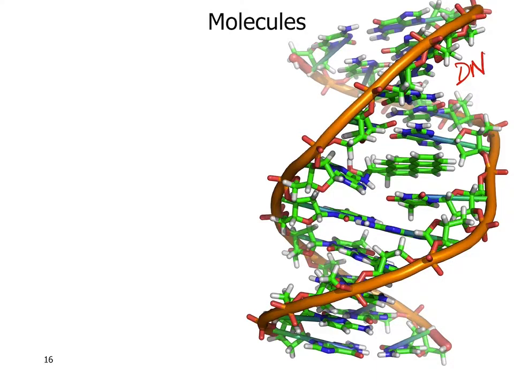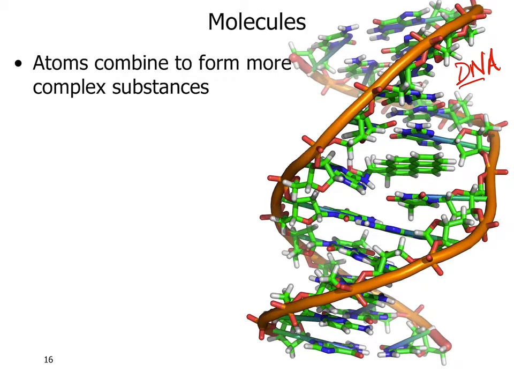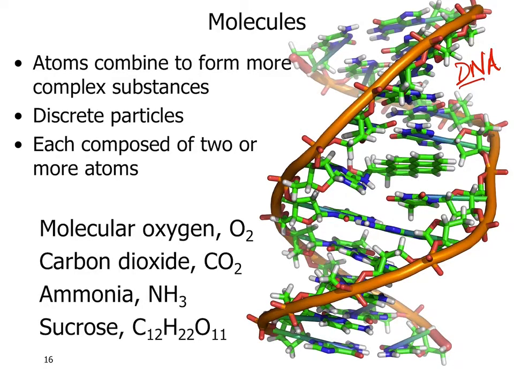It's the DNA molecule. Getting to know its structure is really useful for understanding a lot of biology and a lot about how the human body works. So very relevant to you and what you're trying to accomplish. Atoms combine to form complex substances, and these are called molecules, discrete particles that we'll talk about. Although DNA is a very large molecule, it is also considered discrete. Each is composed of 2 or more atoms.